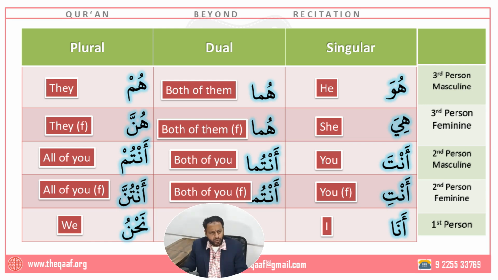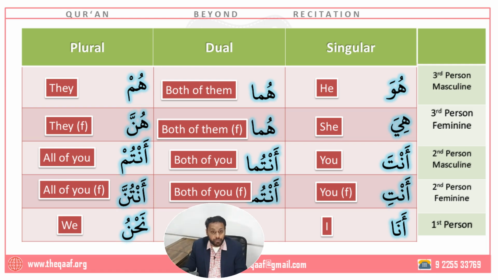Then what's the meaning of hiya? Hiya means she. Hiya tabibatun, she is a doctor. How will you say both of them for female? Huma, the same word. So huma could mean both of them male or both of them female. The context will help you decide. What about hunna? Hunna means they, but this time feminine. So you are already getting an idea. First row is masculine, second row is feminine.